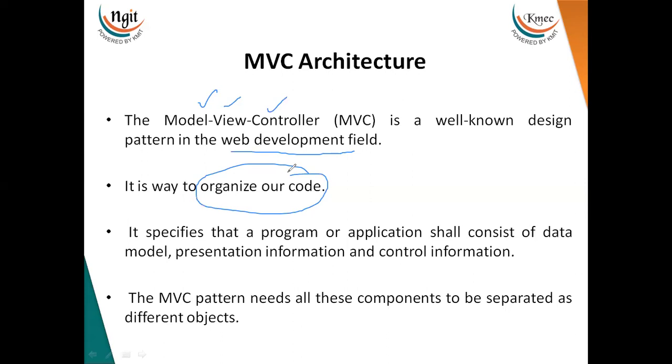It consists of three layers: one is the model, another is the view, and the other is the controller. The model deals with the database, the view deals with the presentation part, and the controller deals with requests and responses. That's what we call the MVC architecture. All three components are maintained with three different objects.